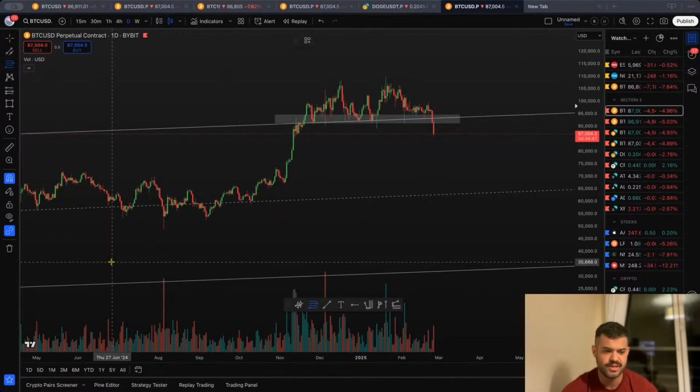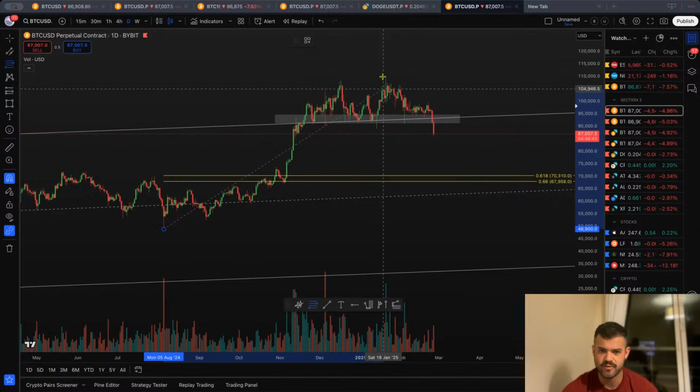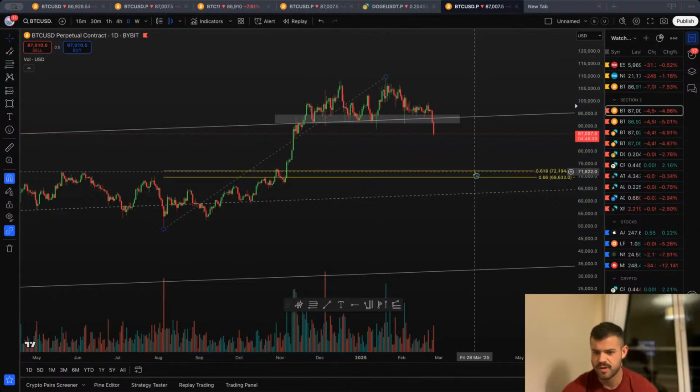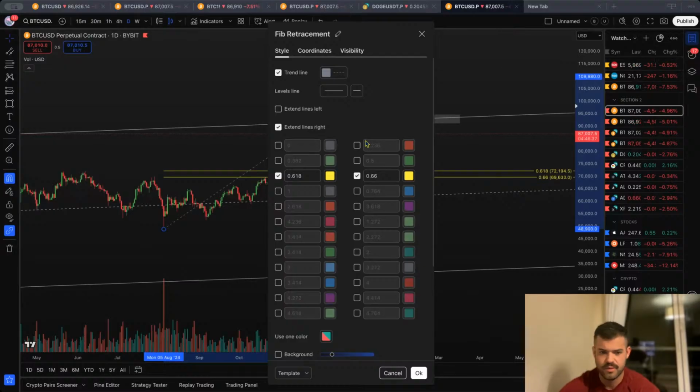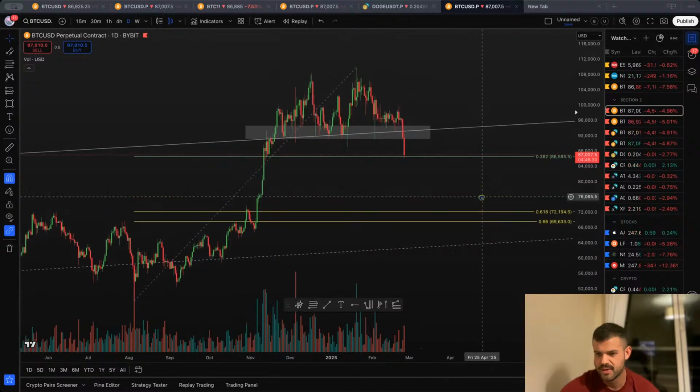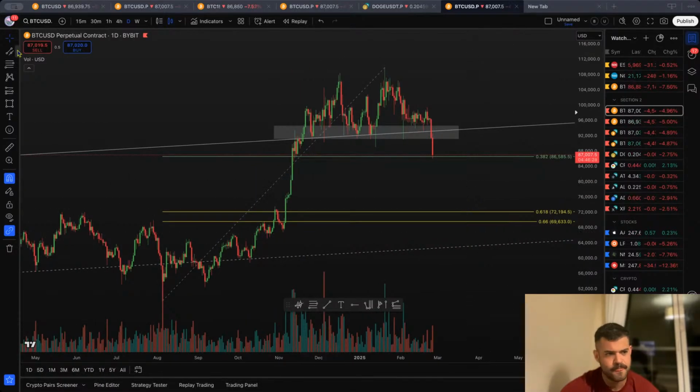But look, I'm going to take a Fibonacci from the bottom of this move to the top of this move. There, then put a 382 in as well. But we're bouncing perfectly from that as we speak. I'll put in a daily as well.